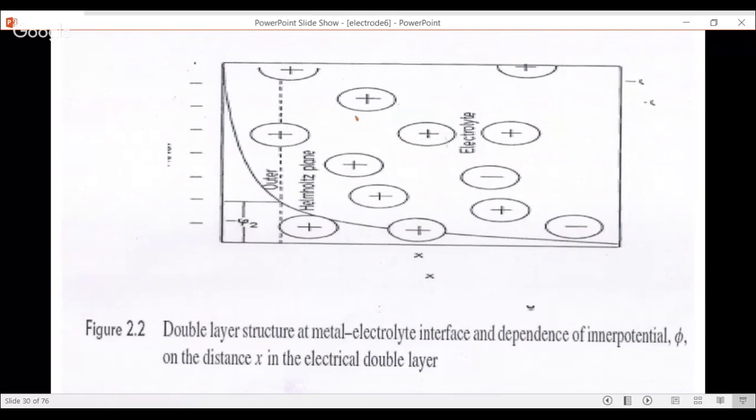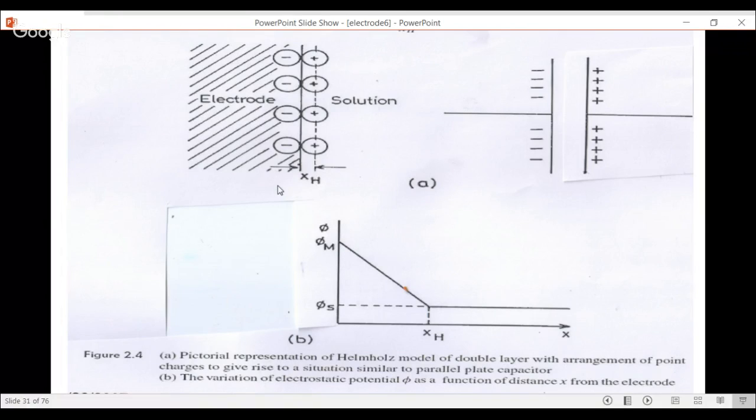That is, when I polarize or apply a potential on the electrode, the oppositely charged ions in the electrolyte will organize themselves in a situation like this. The negative potential is on the electrode. The positive ions are organizing themselves in the electrolyte. This is equivalent to a capacitor: one electrode is the negative electrode, another is the positive electrode.